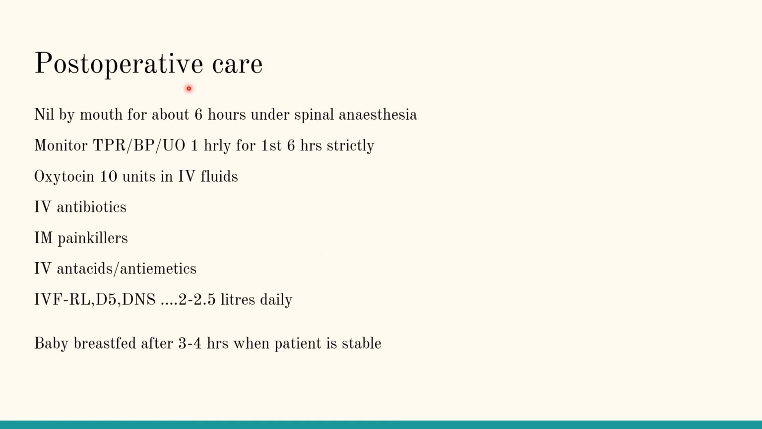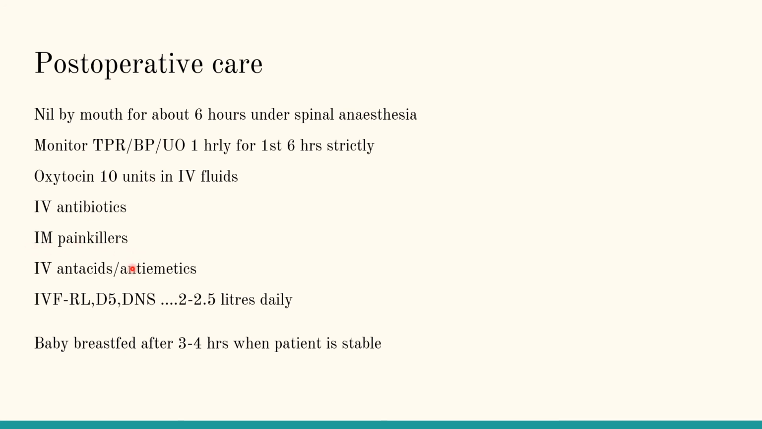How do we take care of the patient post-operatively? The patient is kept nil by mouth for about 6 hours under spinal anesthesia. Monitor vitals, that is temperature, pulse, BP, urine output 1 hourly for the first 6 hours strictly. Oxytocin 10 units is given in the IV fluids post-surgery. Then intravenous antibiotics are given. It will depend from hospital to hospital. At least 2 doses of IV antibiotics are given.